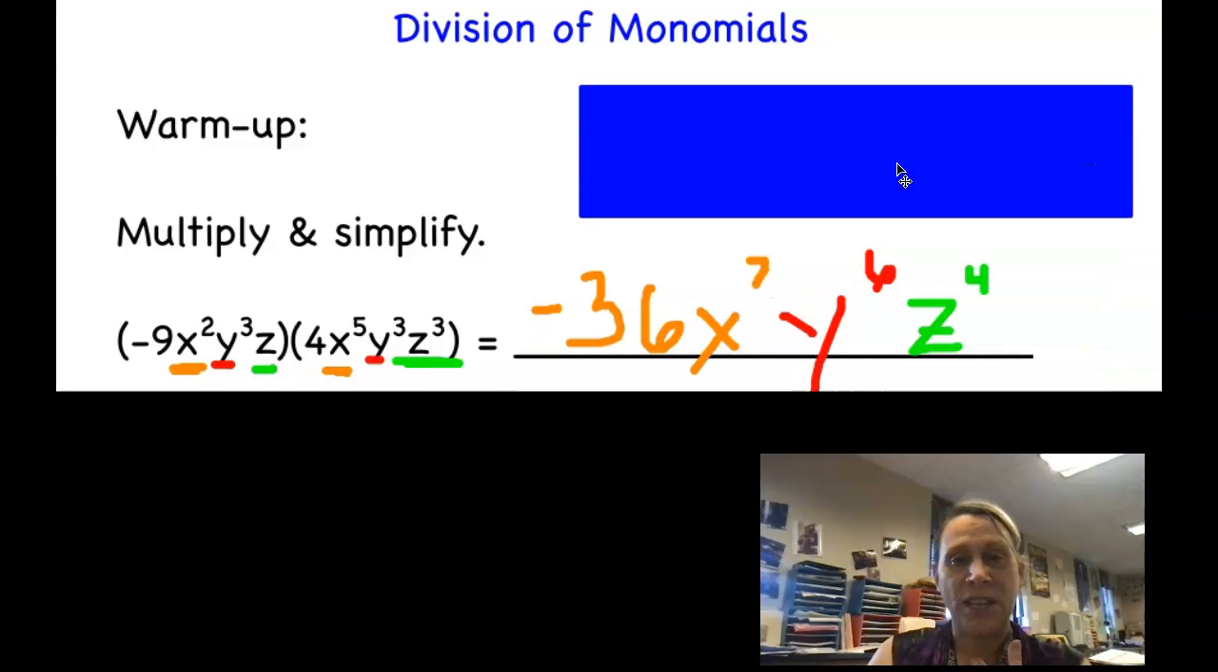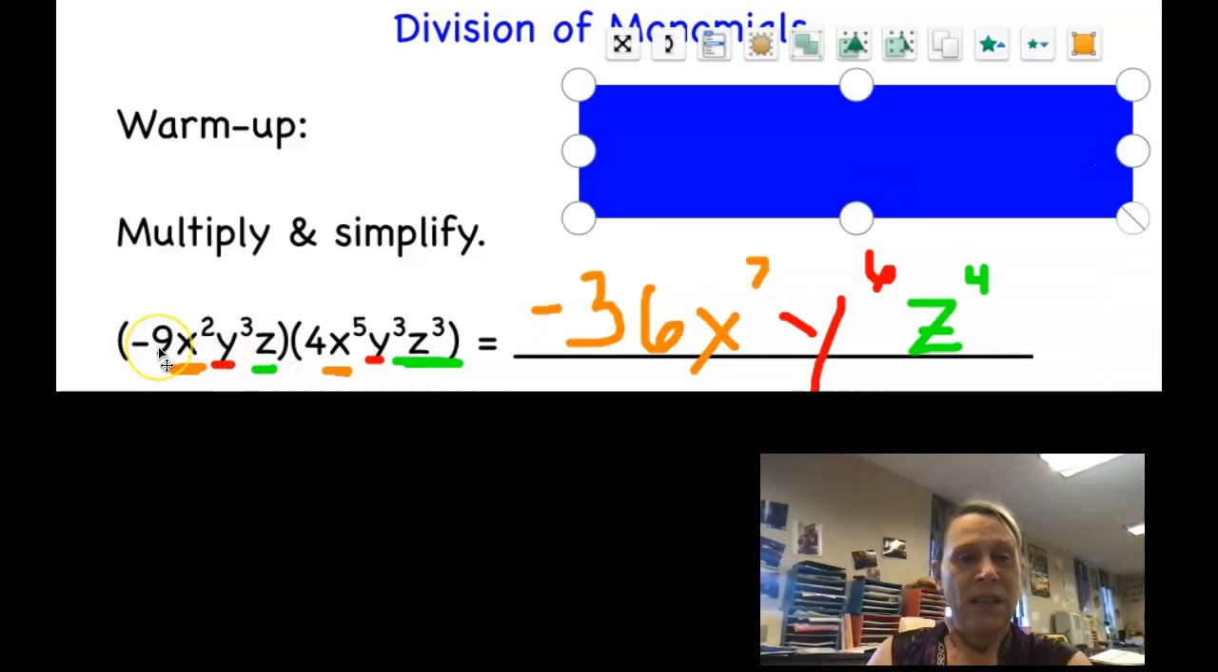All right, as you can see, I used different colors to help us. -9 times 4 is -36. X squared and x to the 5th make a grand total of 7 x's being multiplied to get x to the 7th. Here we have y to the 6th and z to the 4th power.